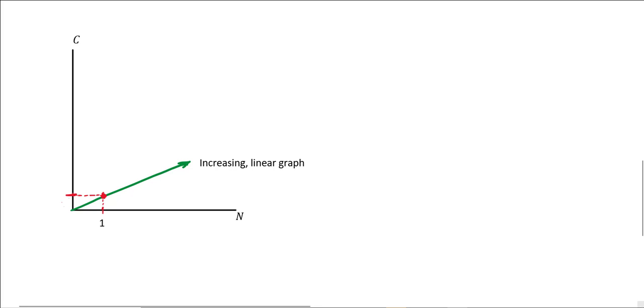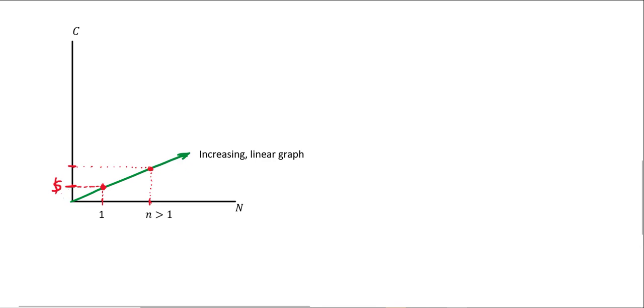Increasing because if, let's say it starts at 1 and there's a certain dollar amount associated with that, then when you go to an n value that's bigger than 1, you'll obtain a larger vertical value. So that's the increasing sense. The linear just means that every 1 unit across the n-axis, you're going to see a c value increase by a proportionate amount.